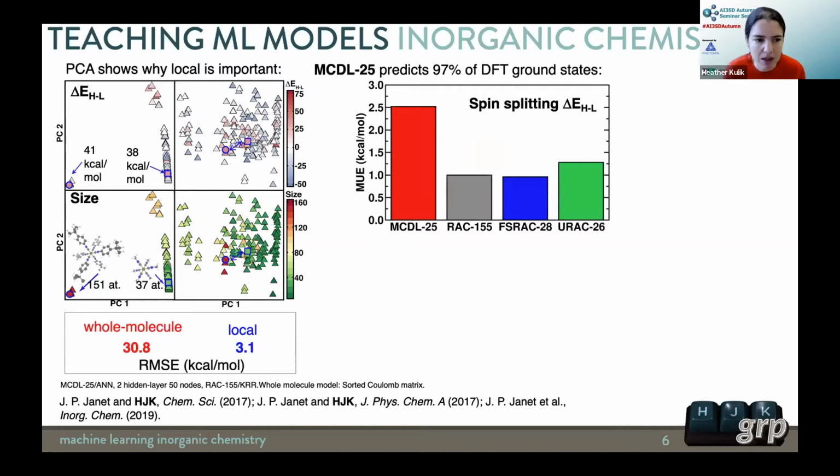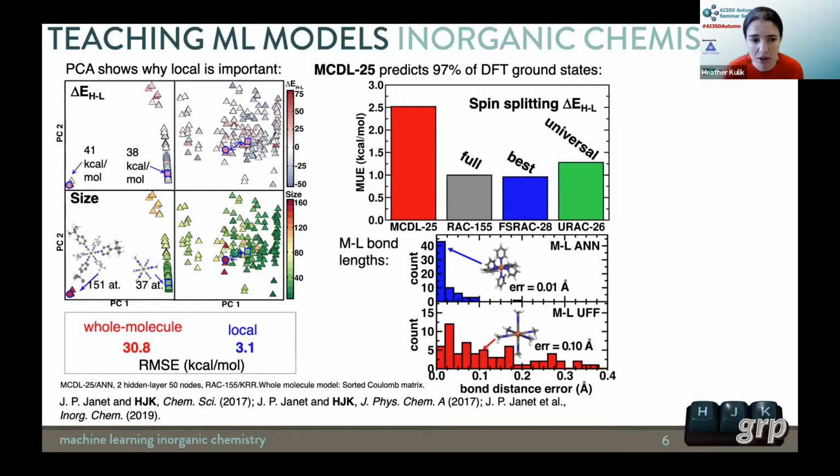And you can see that in comparison to MCDL25, which is the ad hoc descriptor set we developed, these RAC feature sets, either the full ones, which have 150 dimensions, or ones feature selected for the best 25 or so features, all do considerably better. They achieve around 1 kcal per mole mean absolute error with respect to the DFT reference. And that means that instead of spending hours or days to carry out the DFT calculation, we can get a result within about a second once this model is trained. And we can use this to do things like predict the geometries of these transition metal complexes, something which had been hard to do with even the best available force fields. And we can now cut those errors by an order of magnitude as well.